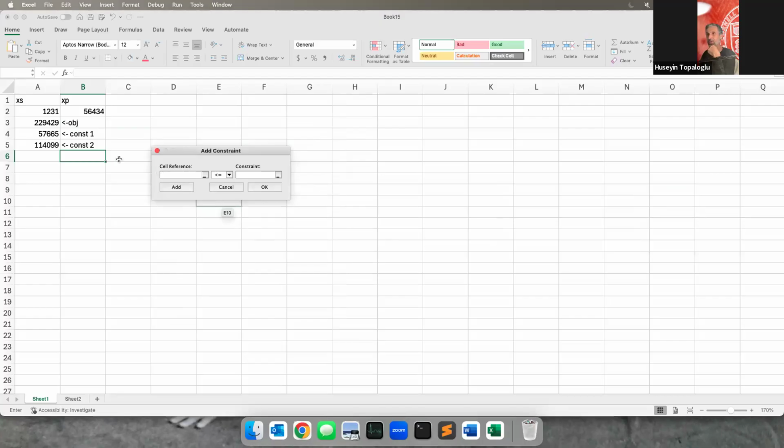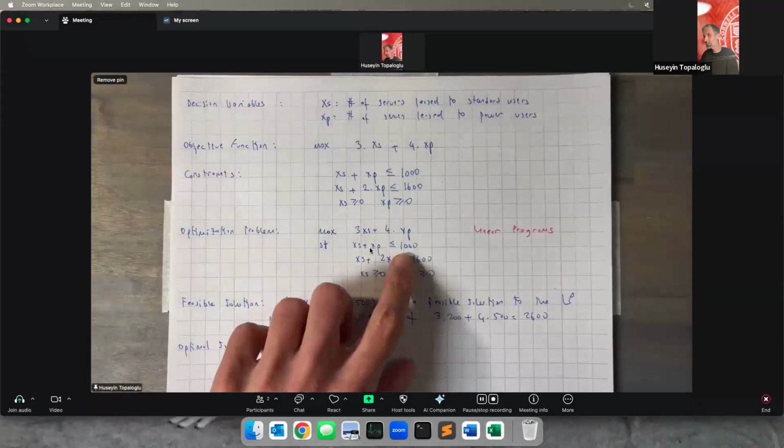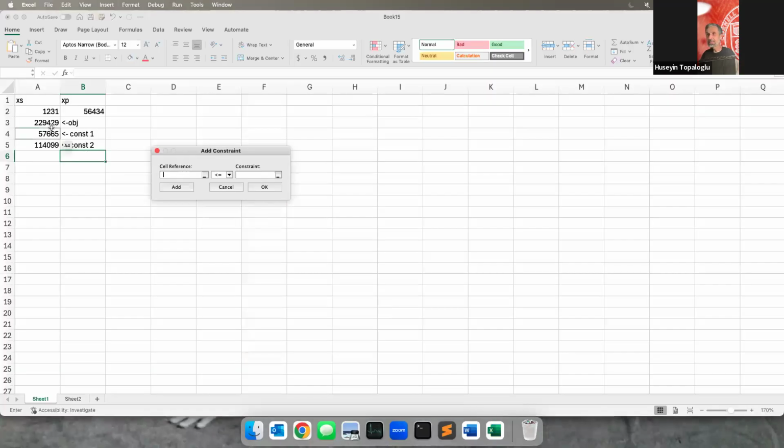Our first constraint was xs plus xp is less than or equal to 1000. Let's go to my Excel. In this cell, A4, we had the value of xs plus xp. We had the formula for xs plus xp, and we want that to be less than or equal to 1000. Let's say add, we added the first constraint.